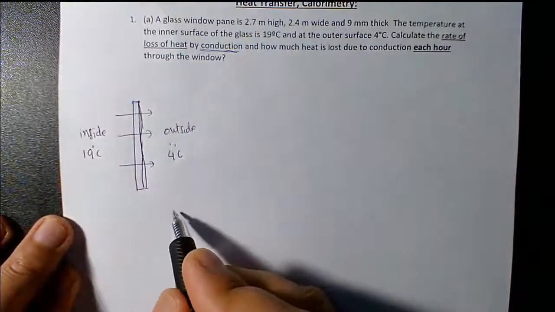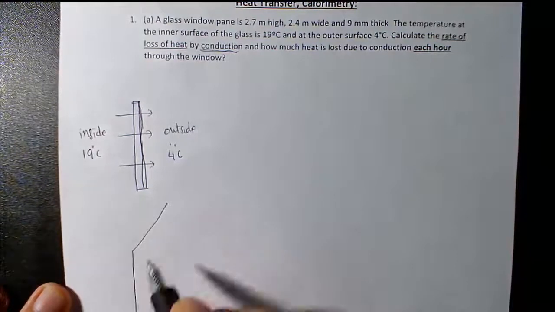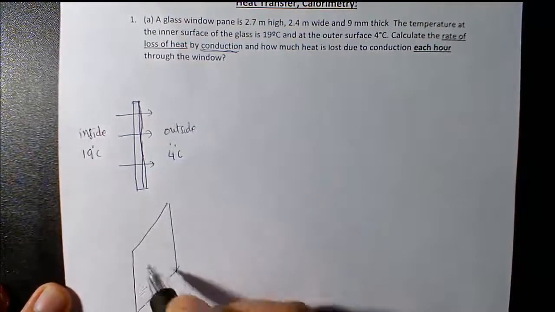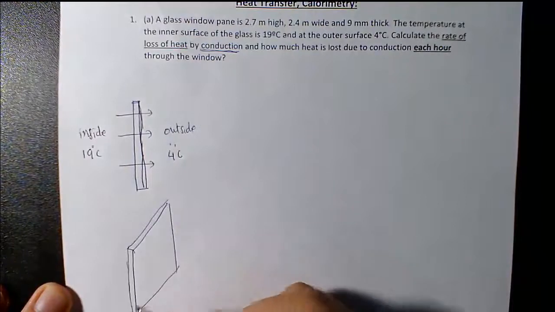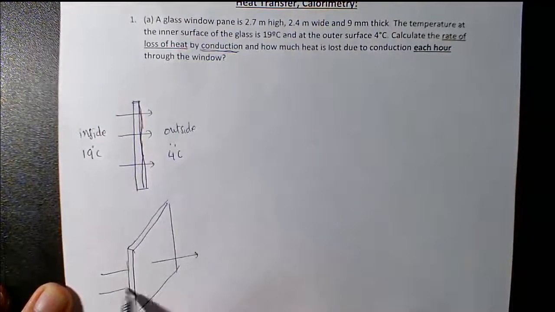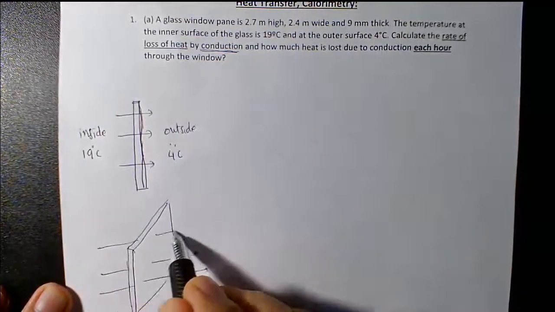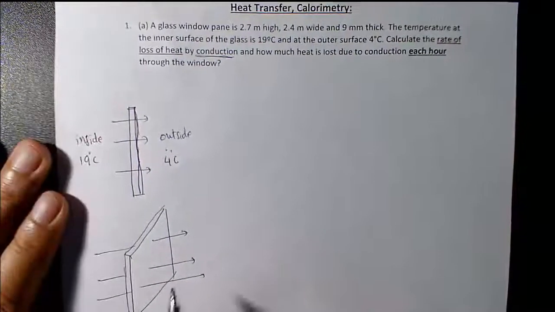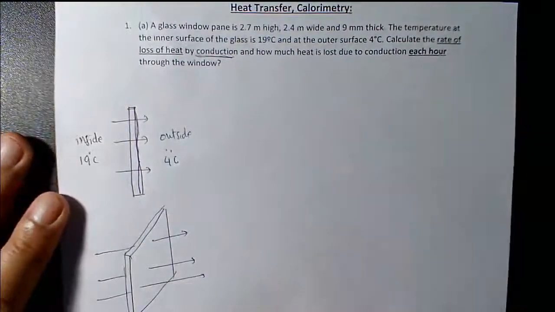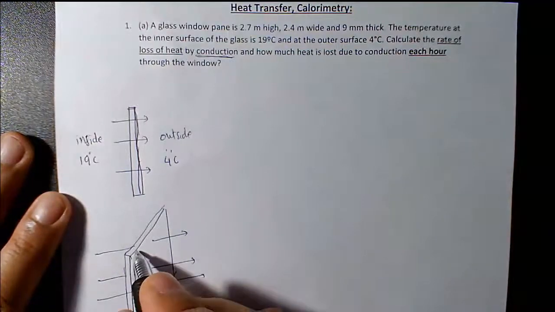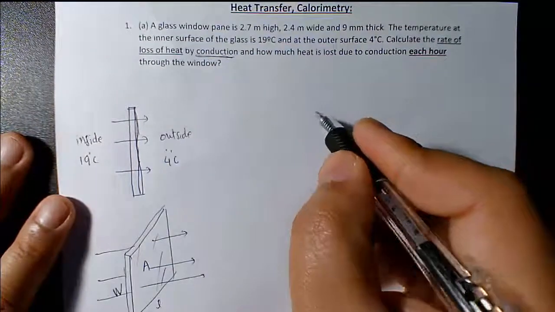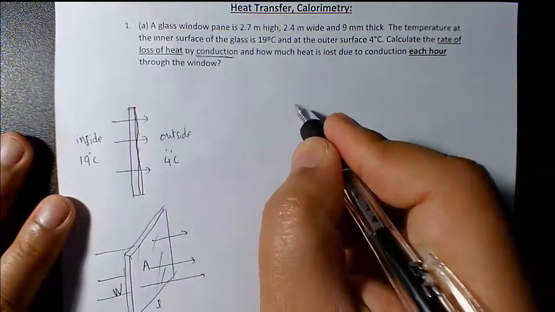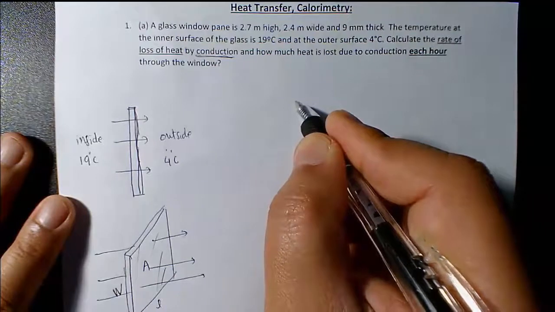And if you want to draw the cross-sectional view, this is the window, and this is the cross-section. It's asking how much heat will be lost per second and each hour. This is the cross-sectional area you need, which is length times width. The law of conduction has only one formula.